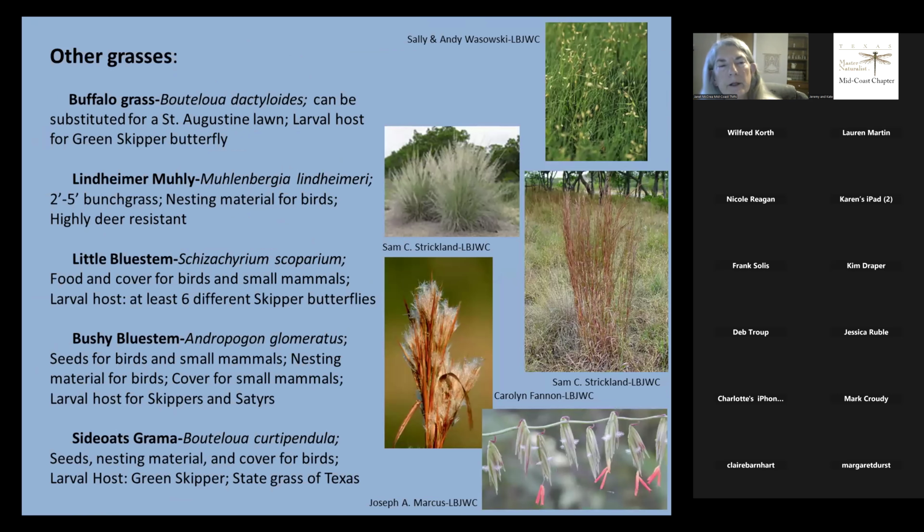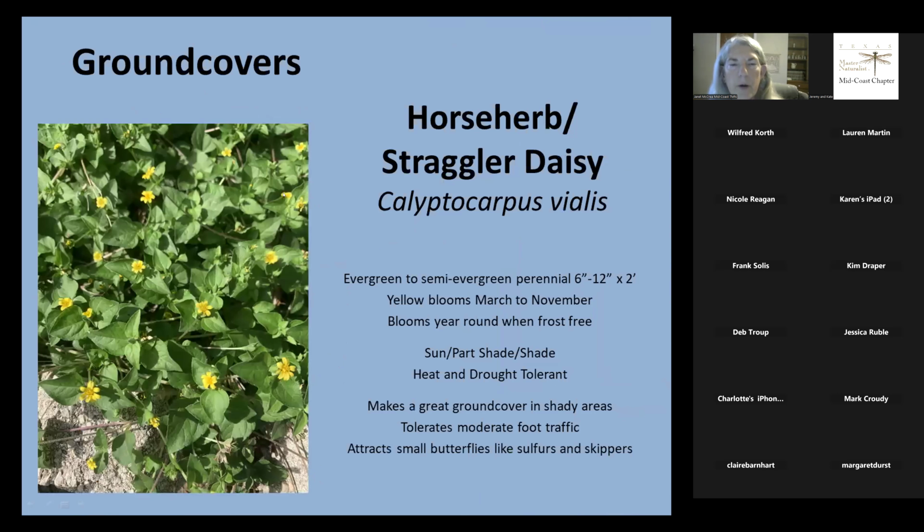Other grasses include buffalo grass, Lindheimer muhly, little bluestem, that's this one over here, bushy bluestem here, and then our sideoats grama, which is our Texas state grass. Ground covers, this is horseherb or straggler daisy. It gets these real pretty little yellow flowers, and this plant will do really well in the shade. So if you're having a place under a tree or a side yard that doesn't get enough sunlight for your lawn grass, or you just want to get rid of your lawn, you can plant this horseherb.